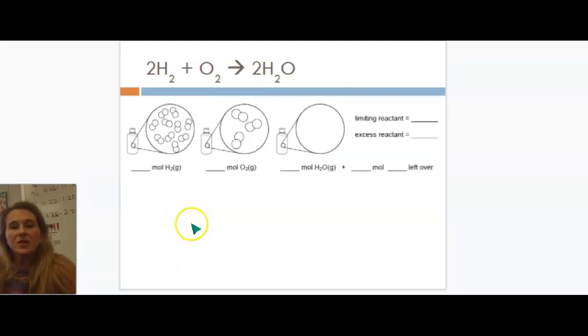Let's look at another scenario here. We have our balanced chemical equation up top. For every 2 moles of hydrogen, we'll need 1 mole of oxygen, and that will produce 2 moles of water. Pause the video and take a moment and do your calculations to see how many moles you have of each and how many you will create here at the end.